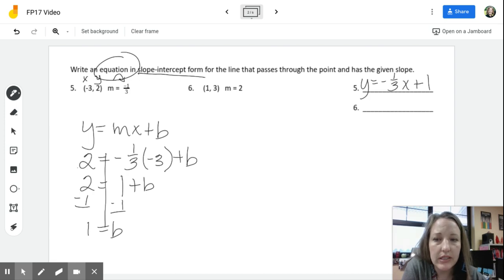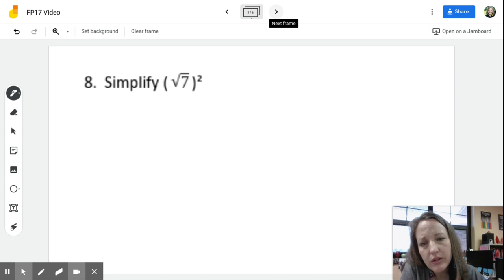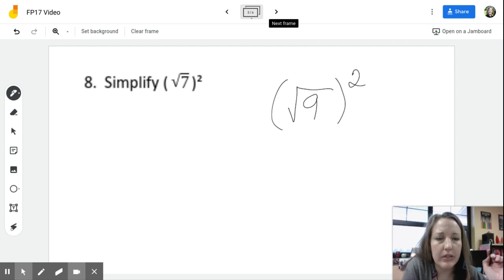using something called point slope form. So that will become important. Let's look here. Okay, simplify. The square root of 7 squared. Well, I don't know what the square root of 7 is, but I'm going to try something because I know what the square root of 9 is. I'm just going to test it and see what happens.